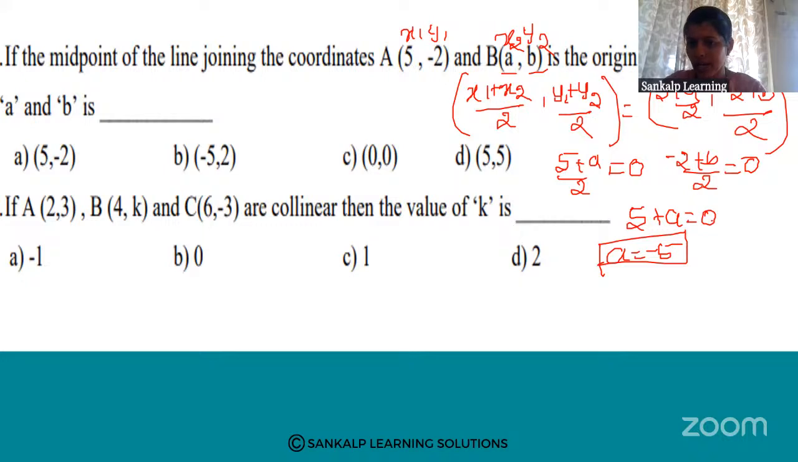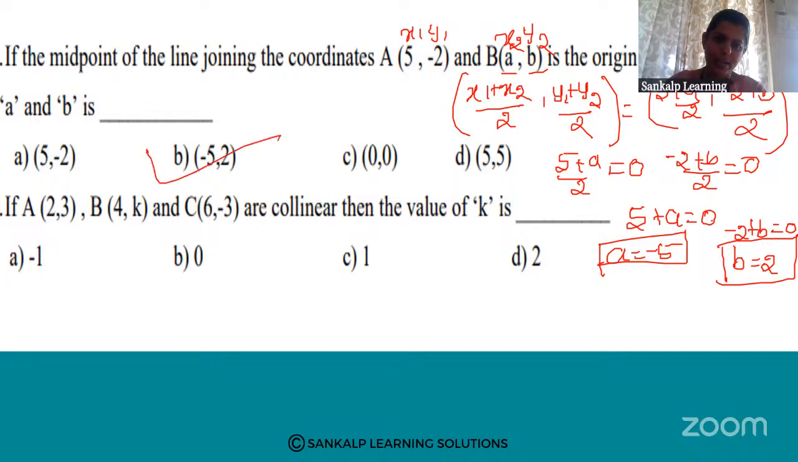Next, here also 2 into 0 is 0. Minus 2 plus b is equal to 0. If you transfer minus 2 to this side, then b is equal to 2. So values of a and b are minus 5 and 2. Option B is right. Now, collinear is not in your syllabus, so no need to solve this question. Don't worry about this question.